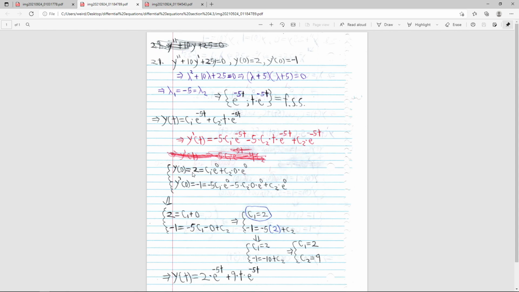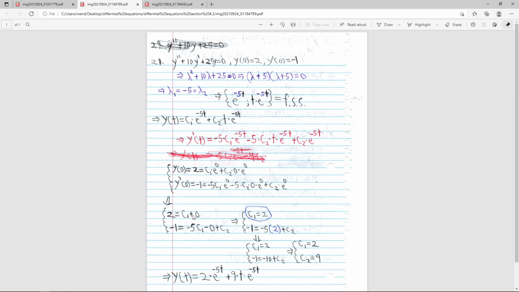Then y of 0 equals 2 equals c1 times e to 0 plus c2 times 0 times e to 0. y prime of 0 equals negative 1 is equal to negative 5 times c1 times e to 0 minus 5 times c2 times 0 times e to 0 plus c2 times e to 0. E to the 0 power is just 1. It's going to cancel out a lot of stuff.